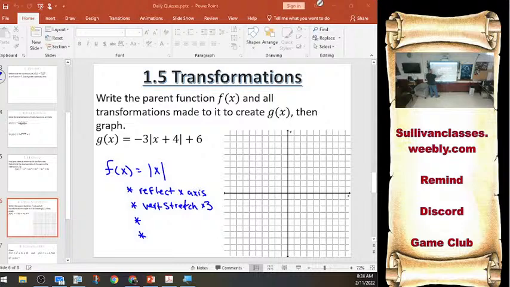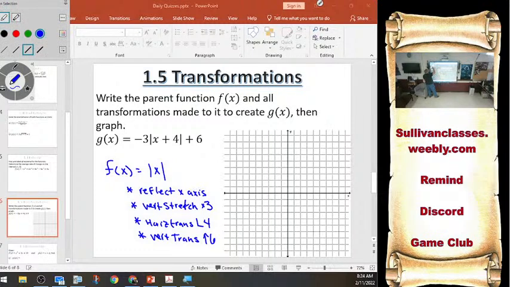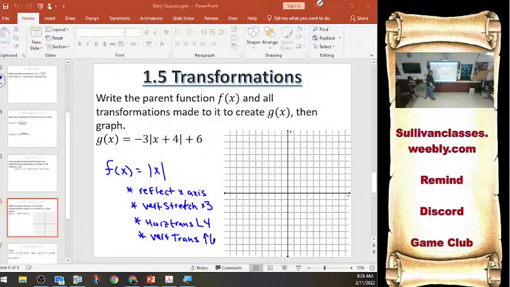Then, plus 4 is in bass-ackwards land, so I'm going to go horizontal translation, left 4. Positive 6 in the K spot, so that's a vertical translation, up 6. So I'm going to take my vertex and move it left 4, up 6: 1, 2, 3, 4, 1, 2, 3, 1, 2, 3.